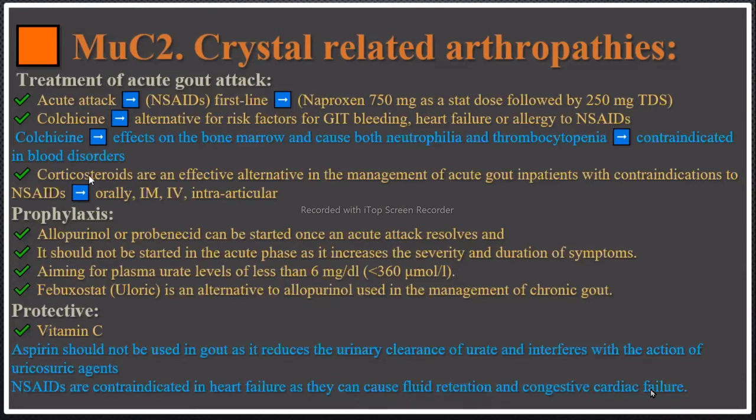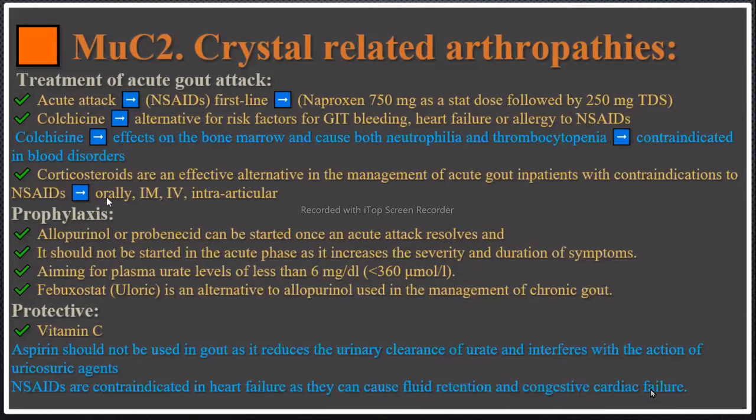Corticosteroid. So don't go back. Here, if you will give colchicine, it means the patient maybe has allergy, maybe he has heart failure, maybe GI bleed. So don't go back to non-steroidal. You have to go for corticosteroid. It is an effective alternative in the management of acute gout in patients with contraindication to non-steroidal anti-inflammatory and also contraindication to colchicine.